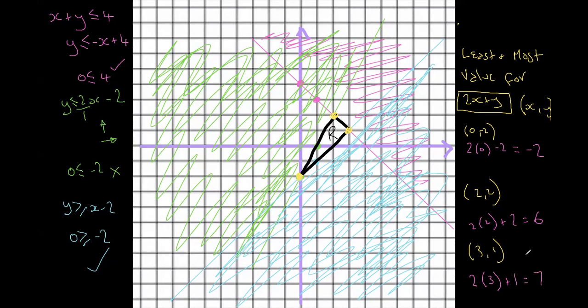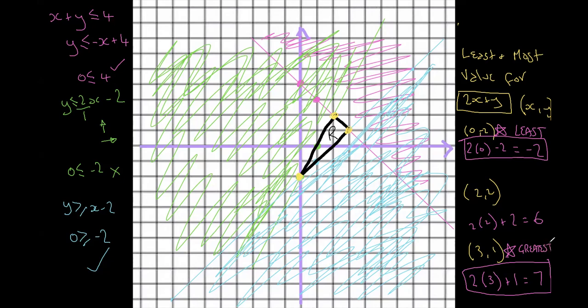All right, which one's the greatest? Okay, so this gives us the greatest. So this is the greatest. And which one's the least? This one is the least. So when they ask for least and greatest, all you have to do is test your points.